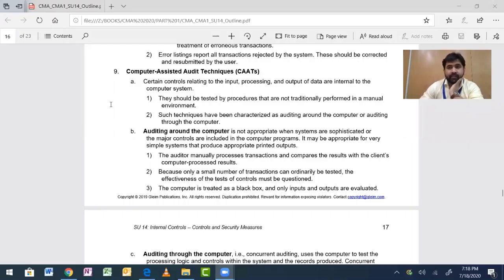Let's start today's class. We are left with this last part, right? Computer assisted audit techniques. Okay.